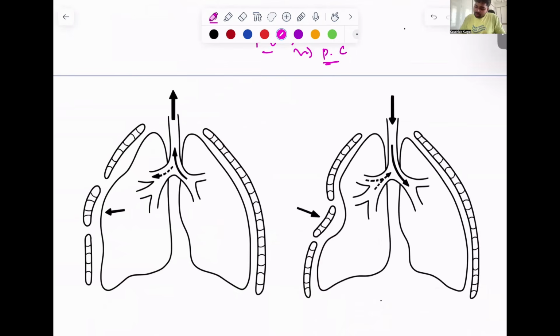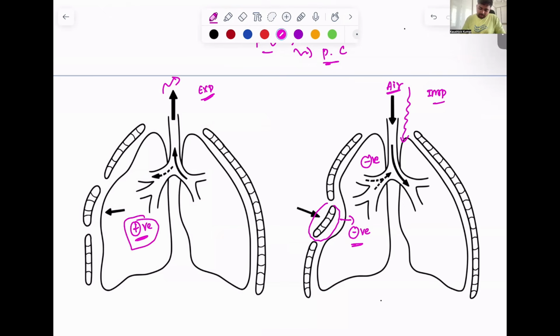So in this image, you can see this is during inspiration. We have air from the atmosphere. Because of the negative pressure, it comes inside. Because of this negative pressure, this part of the flail segment is moving inward. And here you can see this is expiration. Air is exiting and here the pressure is positive. Because of this positive pressure, air is exiting. In the same way, this positive pressure is pulling this flail segment away. So this is paradoxical movement. And because of this inward movement of the flail segment, it causes pulmonary contusion.